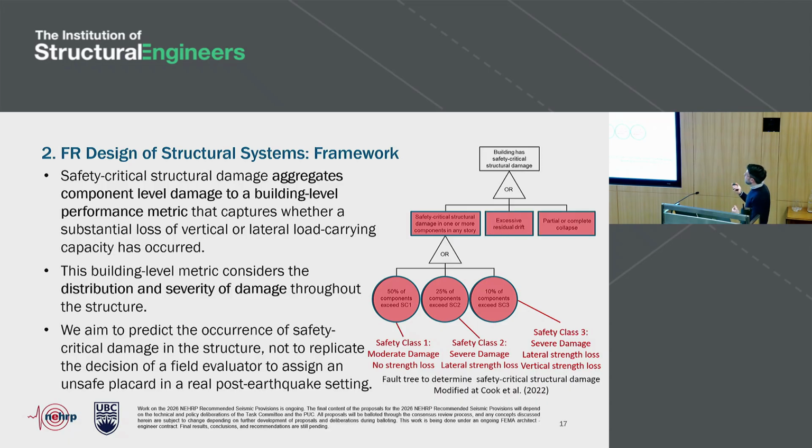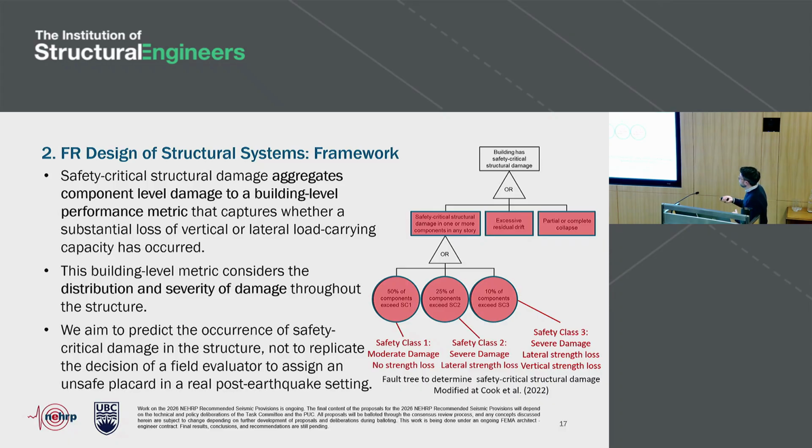Of course, if you had excessive residual drifts or collapse, that would also mean safety critical structural damage. But in the context of these provisions, we're looking at buildings that at minimum are designed for life safety. So we're already, essentially tackling this one here. And residual drift could have a prominent role in some systems over others, but it's something that we're also considering, because if you had excessive permanent deformations, essentially that's also safety critical structural damage.